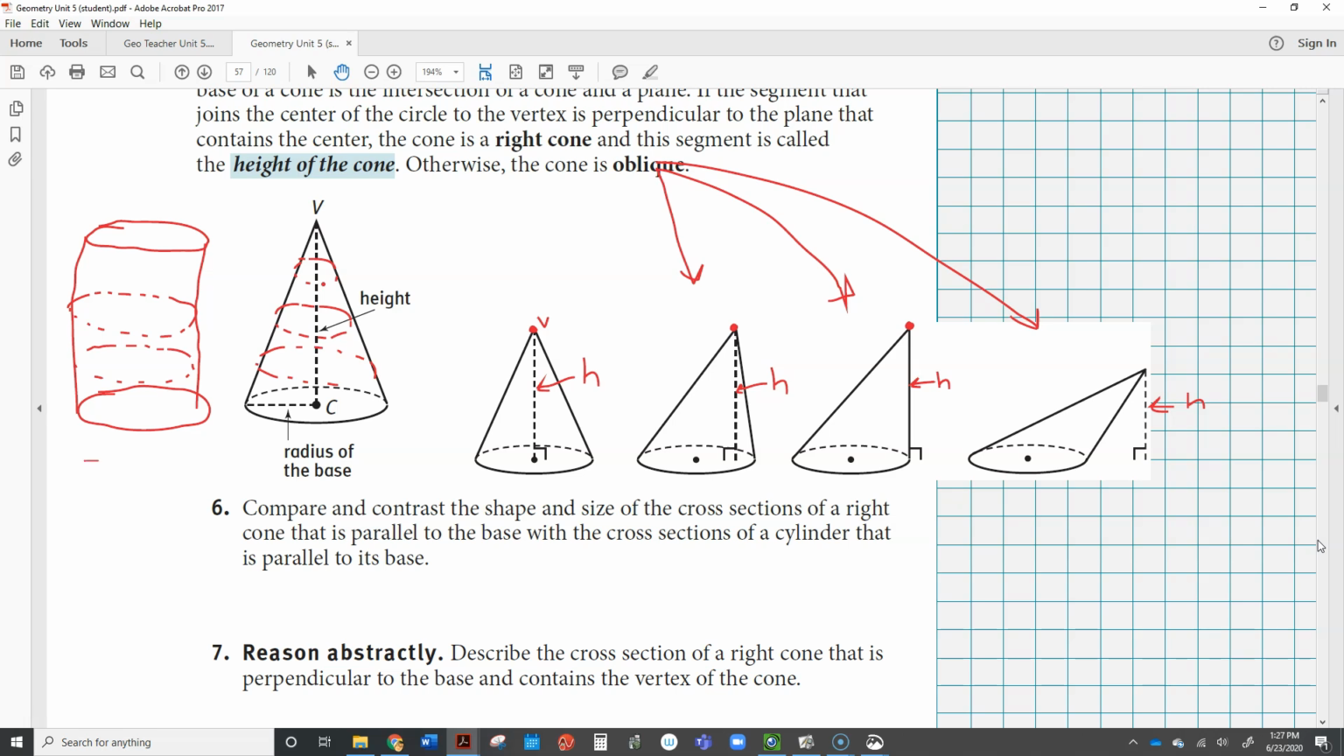So for this one, you get congruent circles. For this one, you get circles, but not congruent. Not congruent circles.